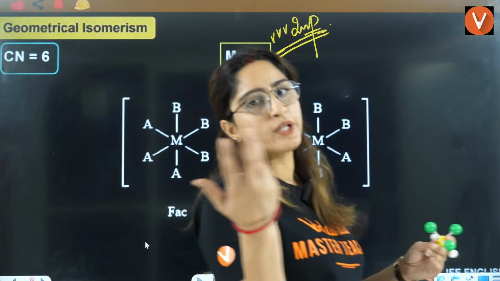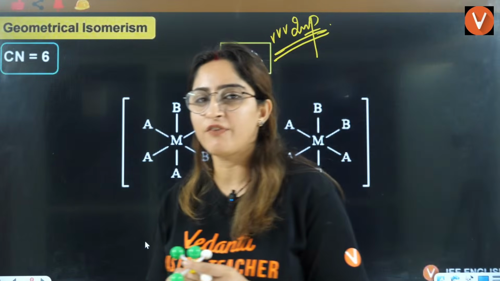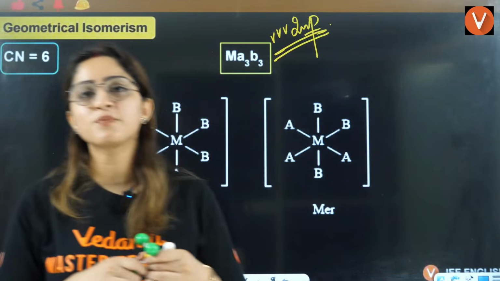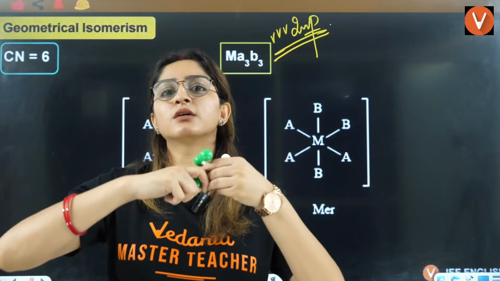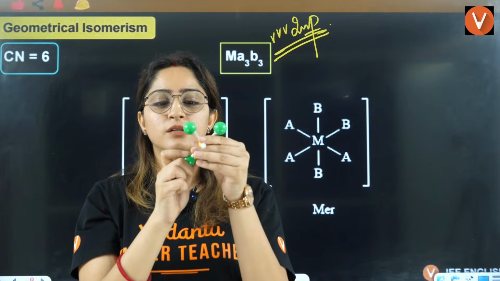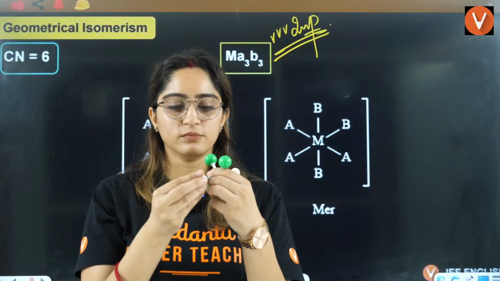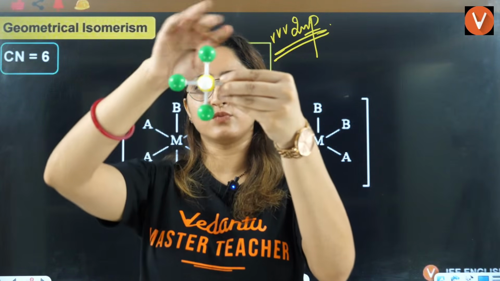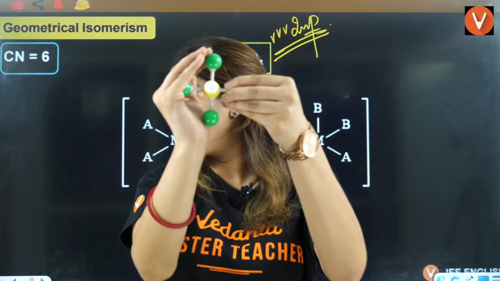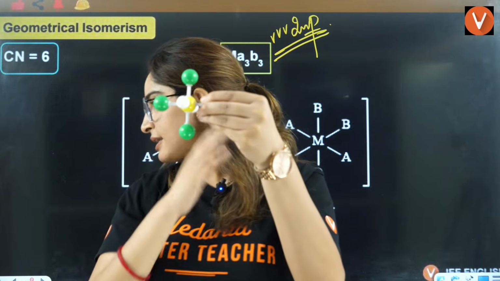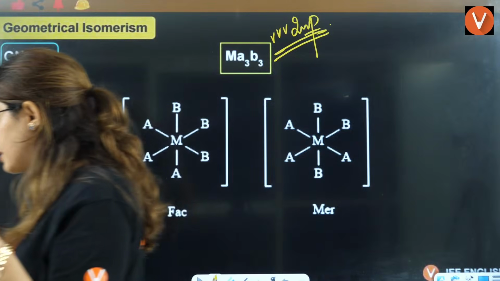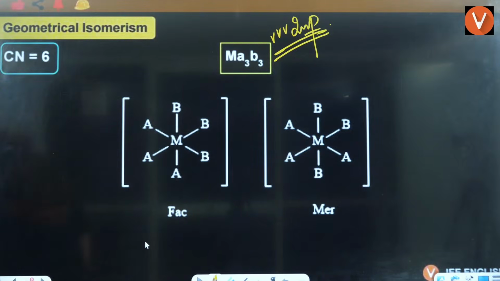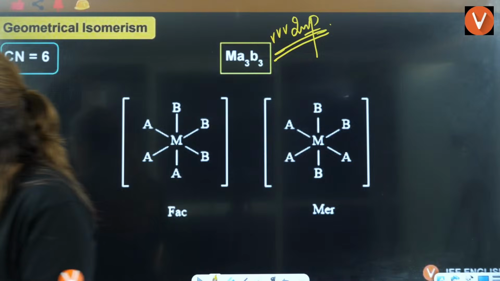What is meridional isomerism? Very simple. Meridional isomerism is when you are forming one semicircle. Can I form one semicircle? One C you can form here, right? Can you see that C? See how simple, beta? This is the simplest way of teaching you facial and meridional.